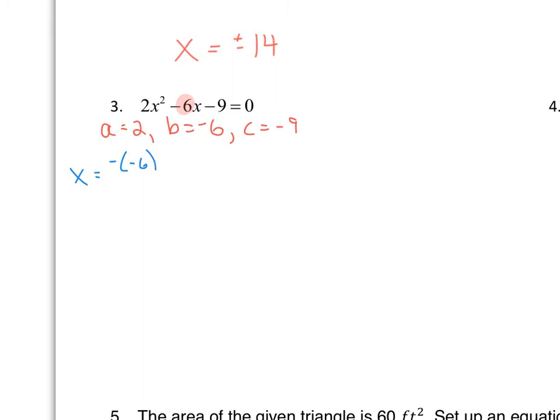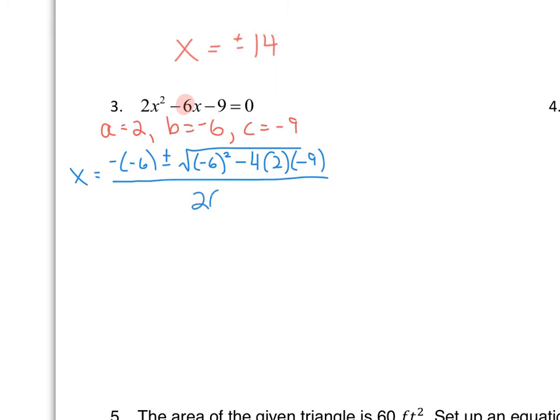Some of you guys simplify that ahead of time. Plus or minus square root of, and I put this in parentheses so we don't get duped by our calculator, negative 6 squared minus 4 times a, which is 2, times c, which is negative 9, all divided by 2a, which is 2 times 2.